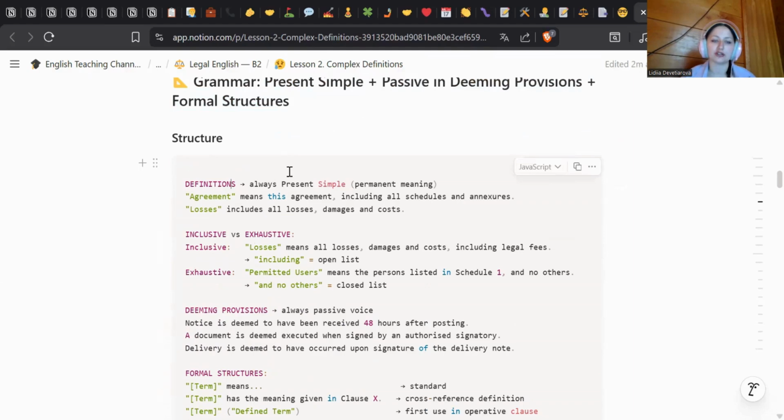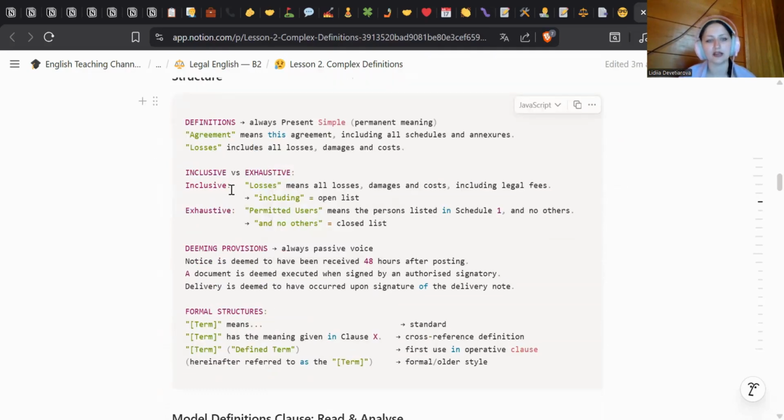So the structure, definitions. Always present simple, because it is permanent meaning. It is always true. Agreement means this agreement, including all schedules and annexes. Losses includes all losses, damages, and costs. It's all in present simple, right? Inclusive versus exhaustive. Inclusive. Losses means all losses, damages, and costs, including legal fees. Including, that's an open list. Exhaustive. Permitted users means the persons listed in Schedule 1 and no others.